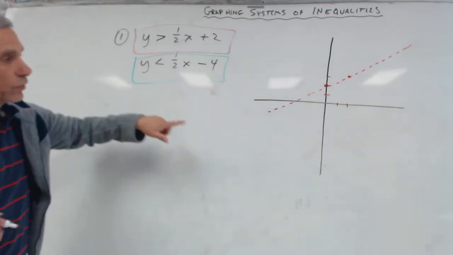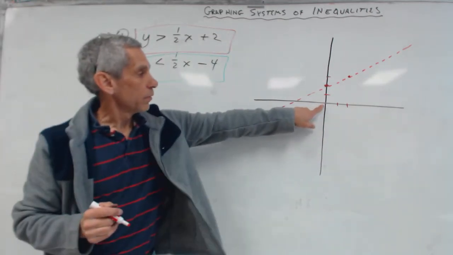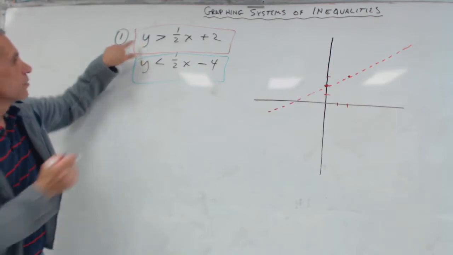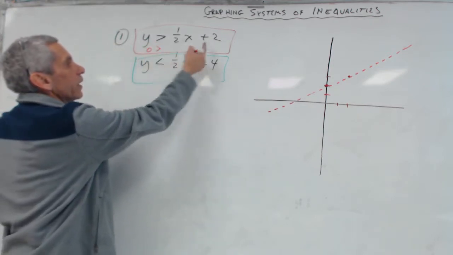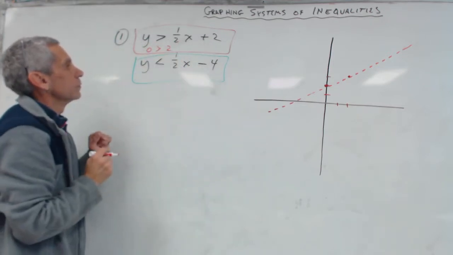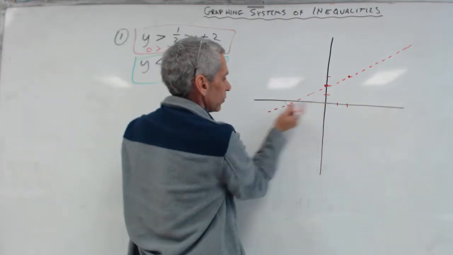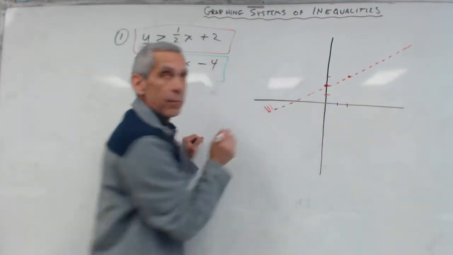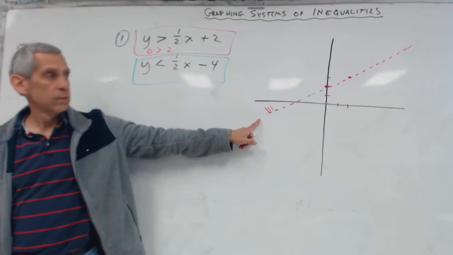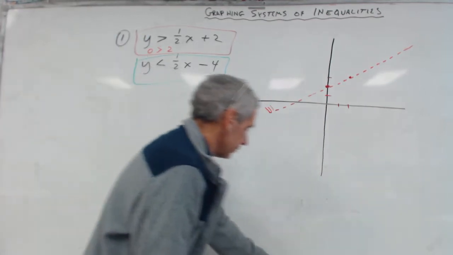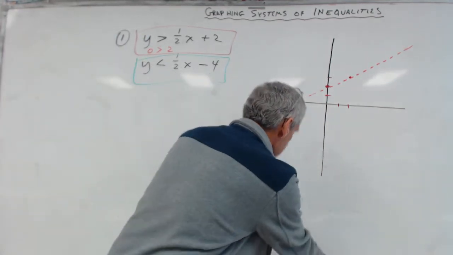Okay, now which way am I going to shade? I'm going to try 0, 0. Is 0 greater than 2? No. So this is not a solution. So I know I'm going to be shading up. You with me? Yeah. Okay, my next line.